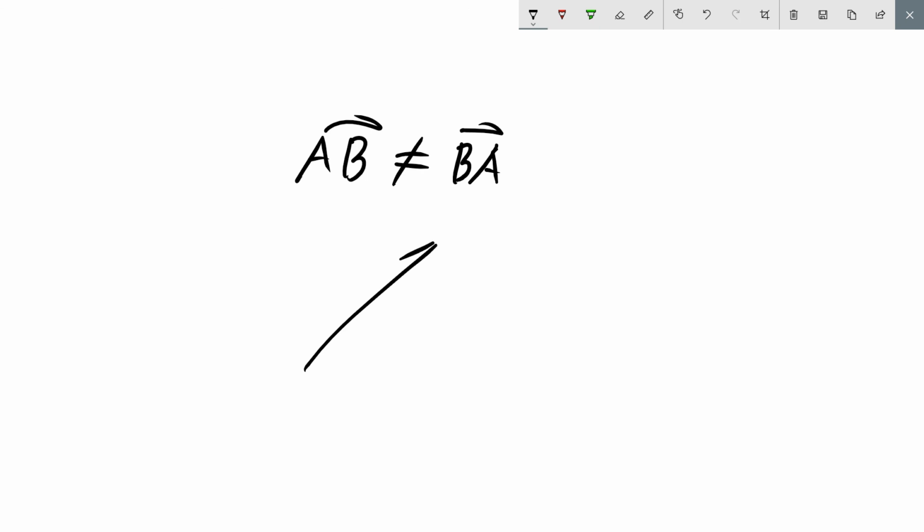Another thing to keep in mind is AB is not the same as BA. AB could be going this way, but BA, although it's going to be the same length, it's going to be pointing in the opposite direction. So we can say that BA is equal to negative.